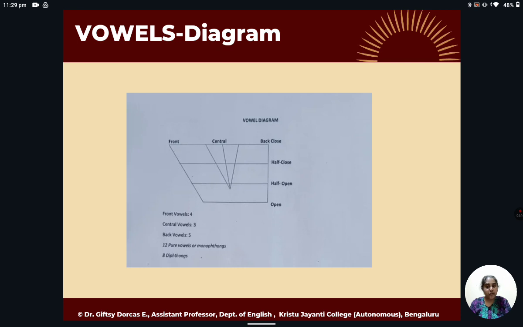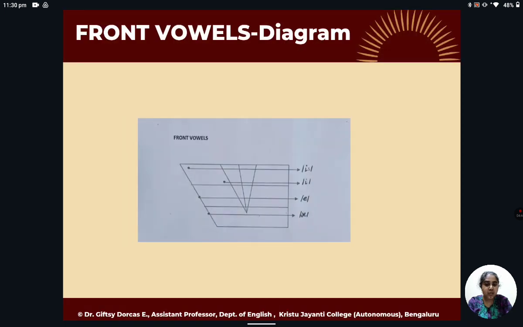We have 4 front vowels, 3 central vowels, and 5 back vowels, and all these put together are called pure vowels or monophthongs. And then you have 8 diphthongs. We'll be seeing about the vowels and the diphthongs using the vowel diagram. Each of the sounds we'll be analyzing in the coming slides. First are all the front vowels. There are 4 front vowel sounds.